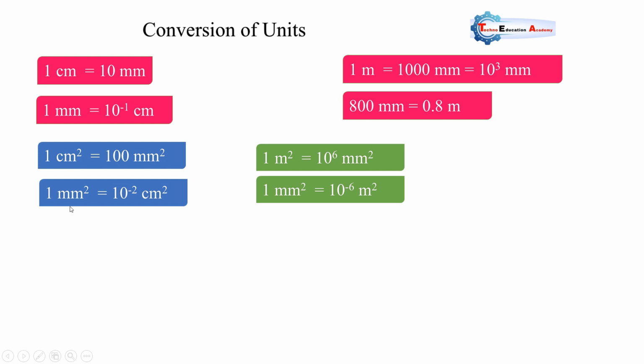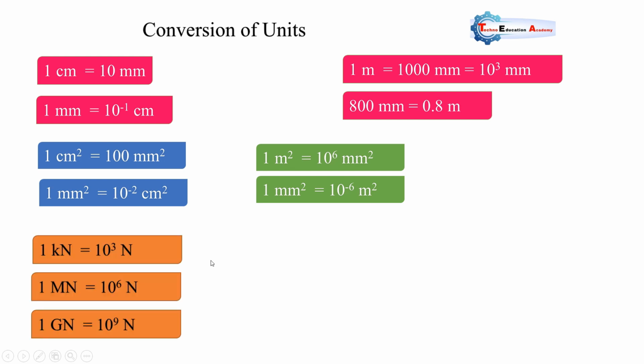If the surface area is given in mm square and we need to convert into centimeter square, here we make the object 1 mm square, so 100 is in the denominator of centimeter square, which means 10 raised to minus 2 centimeter square. So 1 mm square equal to 10 raised to minus 2 centimeter square. Same as if the area is given in mm square and we need to convert into meter square, here we make the object 1 mm square. This is 10 raised to 6, in the denominator of 1 meter square. So 1 mm square equal to 10 raised to minus 6 meter square.